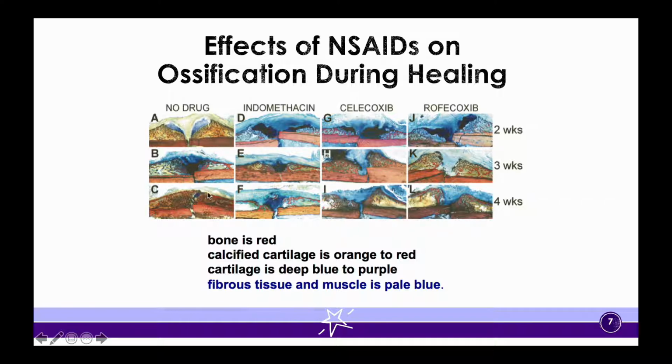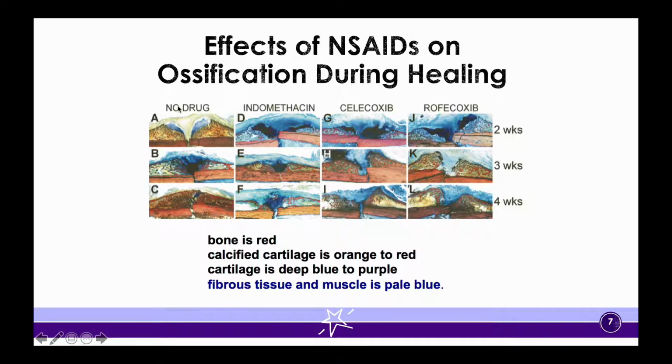So just to put a little context of things, the red that we see right here, that is bone. This orange to reddish color right here is our cartilage, our calcified cartilage. The cartilage that is not calcified is these darker blue areas in here, almost to a deep purple. And the lighter blue is sometimes muscle, but a lot of it is just fibrous tissue that is building up. So you can see that lighter blue that's right above that.